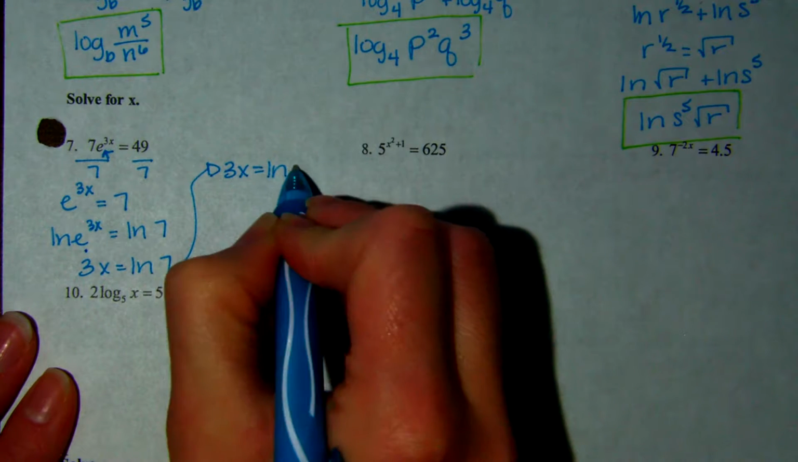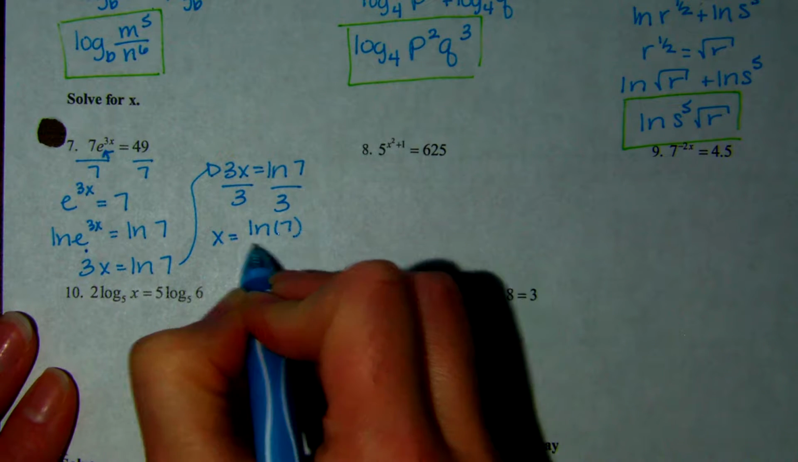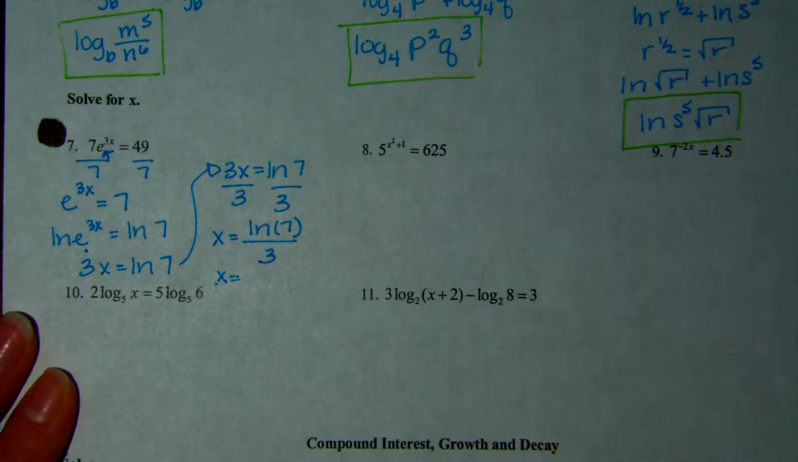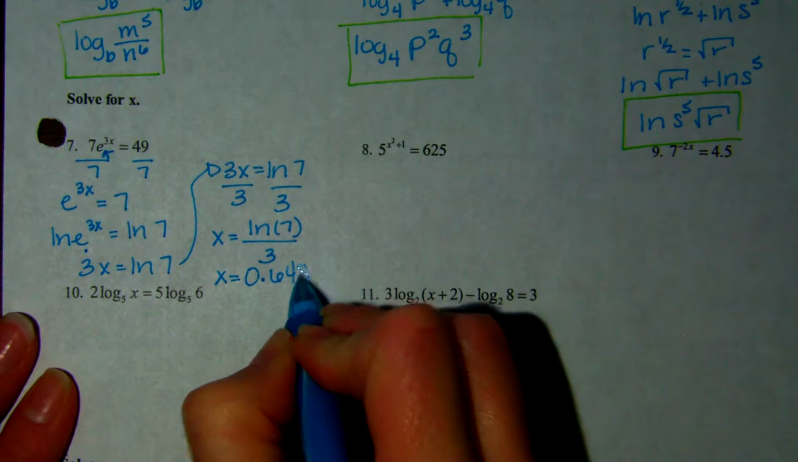So 3x is equal to ln of 7, divide by 3. You get x is equal to the natural log of 7 divided by 3. And that's 0.648.